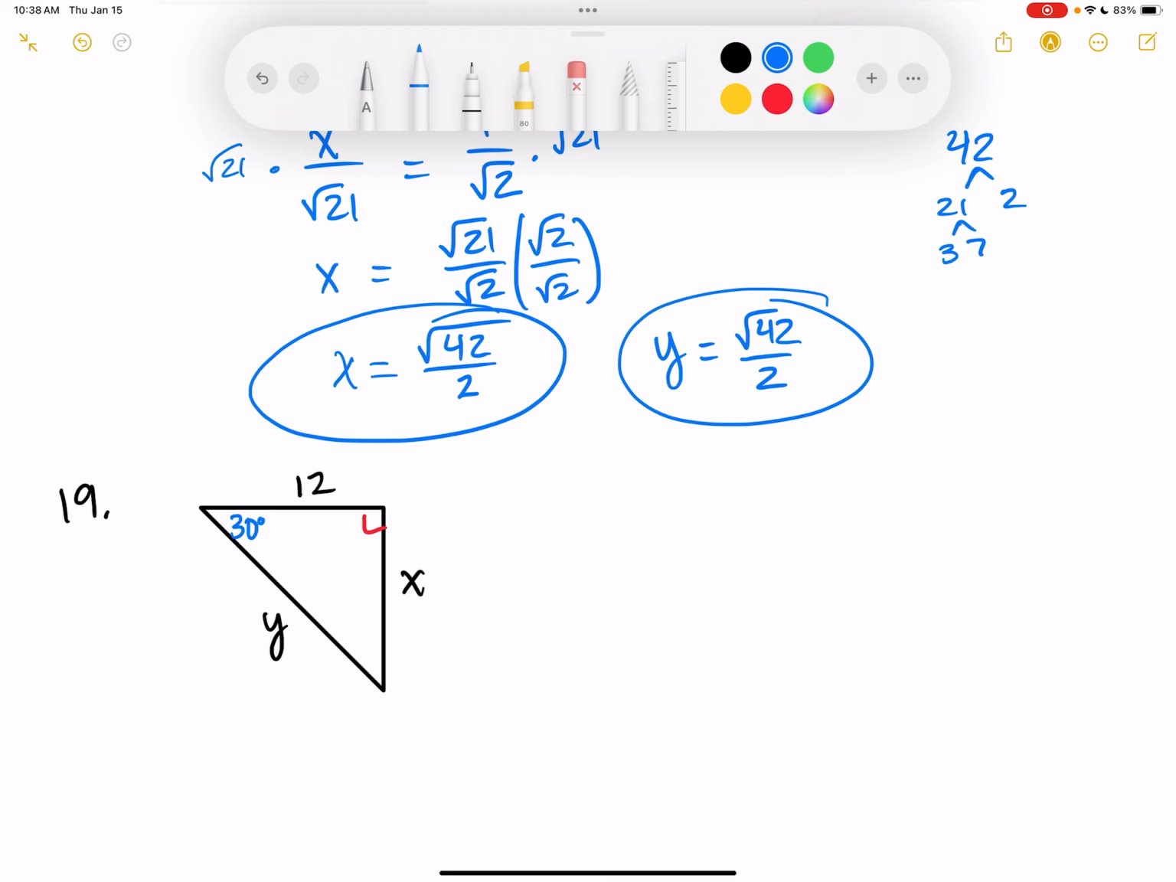Basically, these two angles have to add up to 90 because this one is 90. Okay, so that means that this angle down here, as I'm about to write 30 again, is 60. 30, 60, 90. So this is a 30, 60, 90 triangle. So I'm going to make a little reference one here to look at.